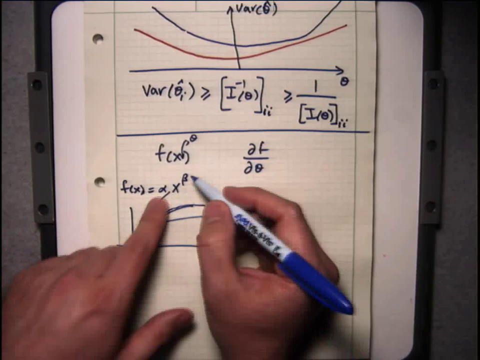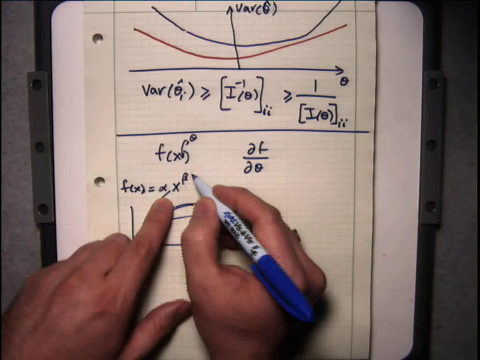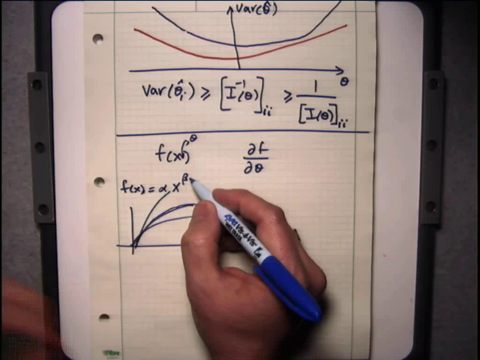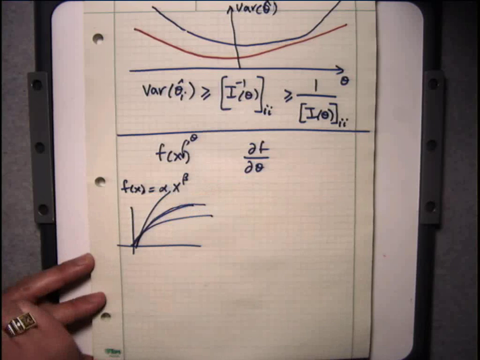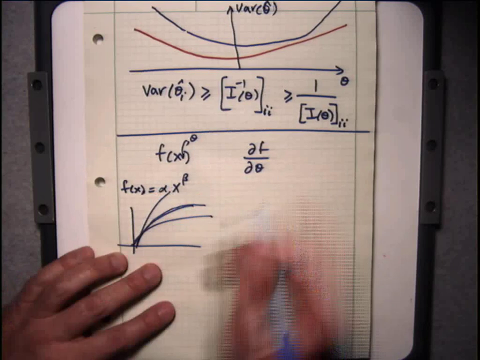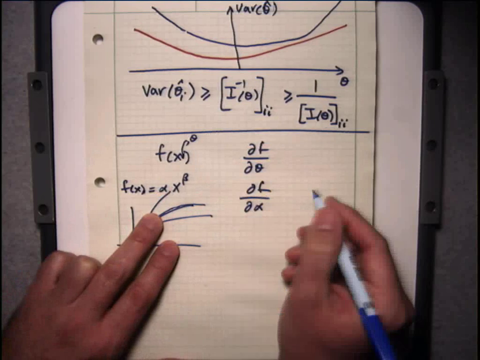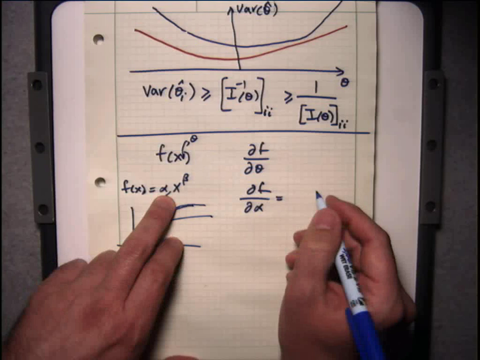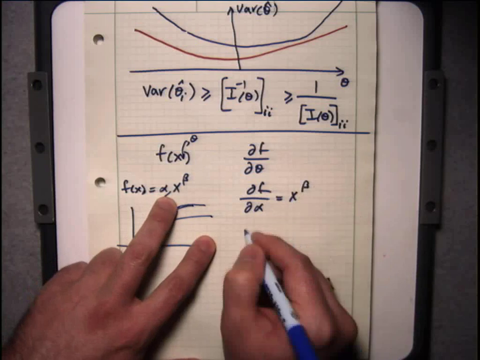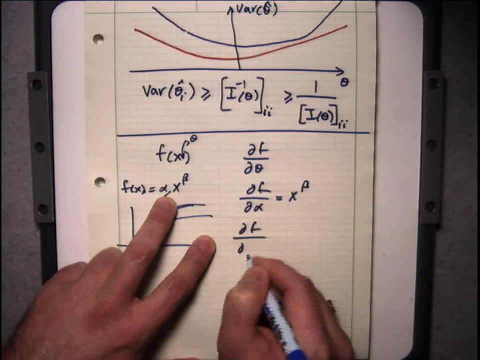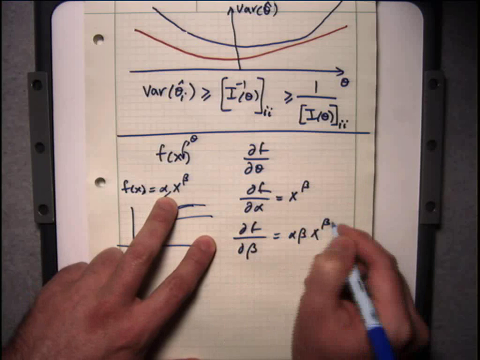So obviously, there seems to be some level of sensitivity to changes in beta that is stronger than the changes to alpha. So now I can measure that sensitivity by just taking derivatives of f with respect to alpha. And if I do that, then I just get x to the beta. And I can measure the sensitivity with respect to beta. And that gives me alpha beta x to the beta minus 1.